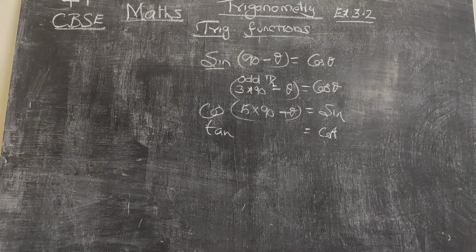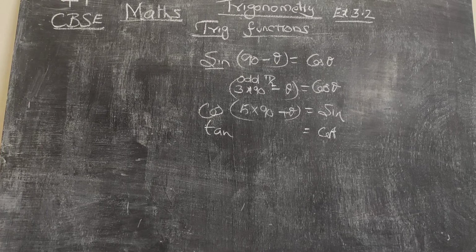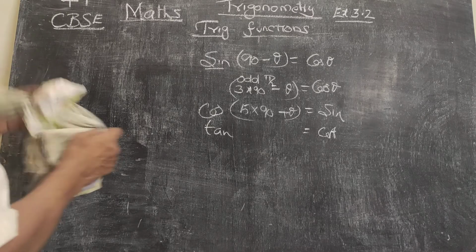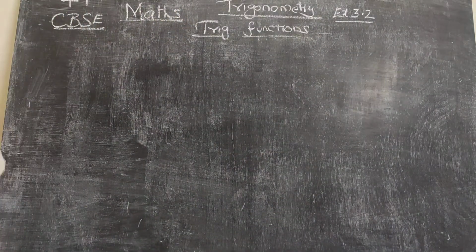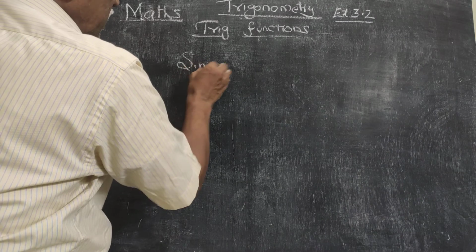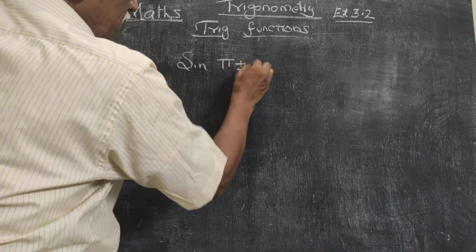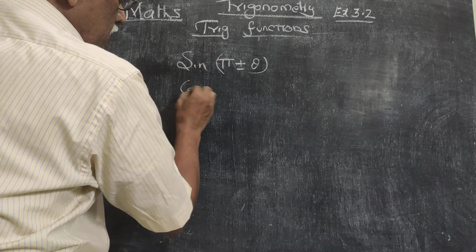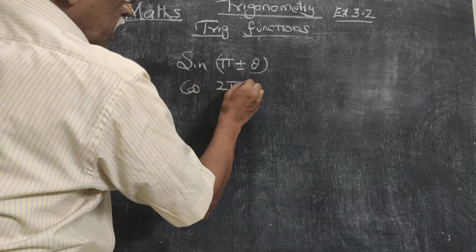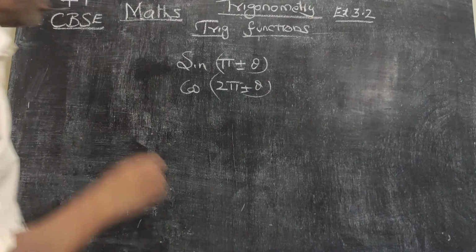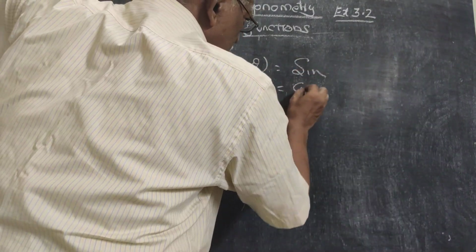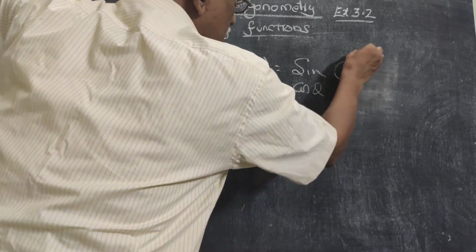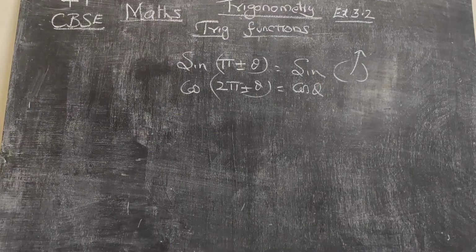But if you consider the angle as even multiples of 90, that is, if you are considering this as sine of pi plus or minus theta, or cos of 2 pi plus or minus theta, if it is pi plus or minus, sine will be sine only, cos will be cos only, and the sign will be according to that all school torture children or all silver teacups rule.